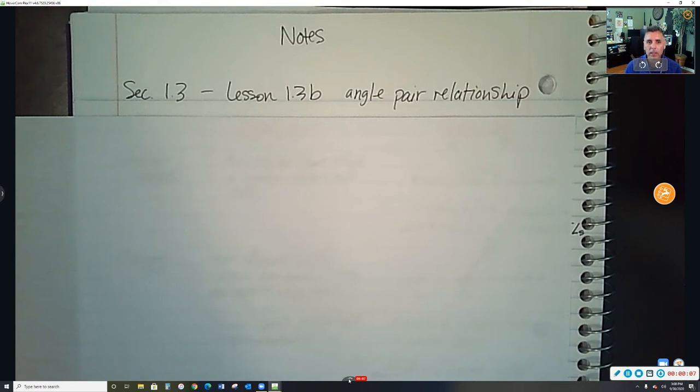This is still section 1.3 in the book, but if you haven't noticed, I've broken up the sections into 2 or 3 parts, depending on how much I think I can give you guys at a time, because I don't want to overwhelm you with certain things, even though it does seem like we've been taking notes a lot lately. But anyway, this one is angle pair relationships.